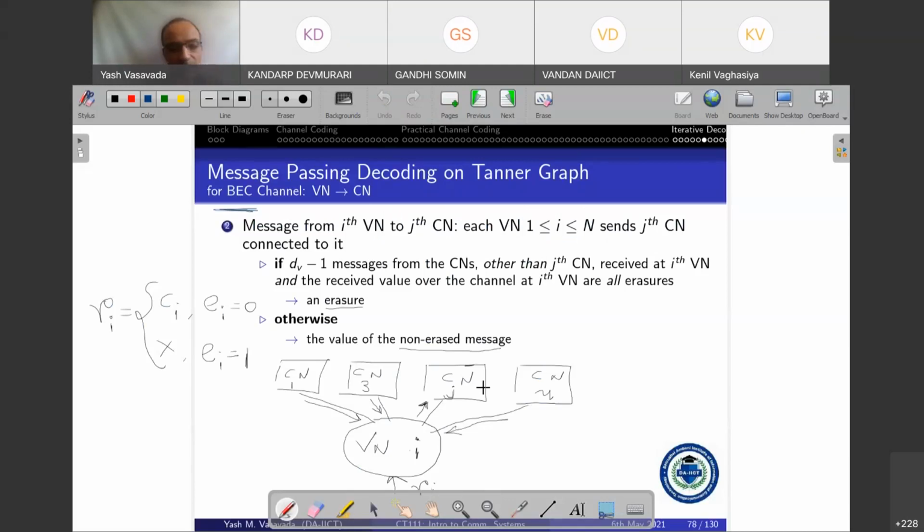Maybe this diagram can help you figure out how I should calculate the message that is sent upward from the ith VN to the jth CN, given that the ith VN has heard messages from CN1, CN3, CNU and R of I. Any idea?